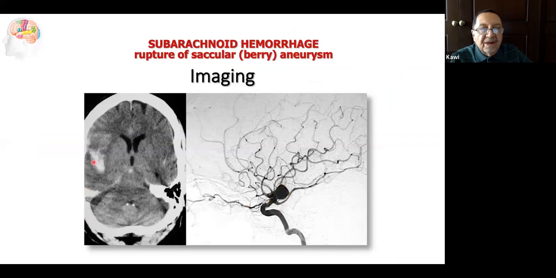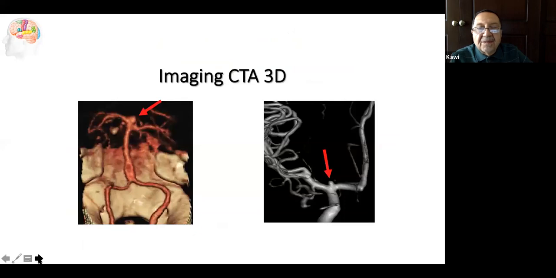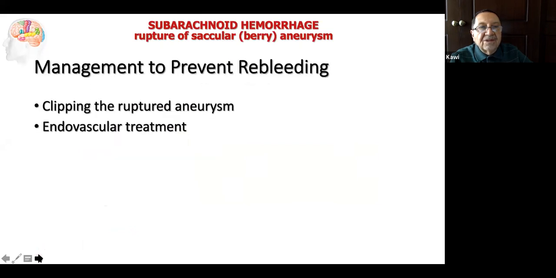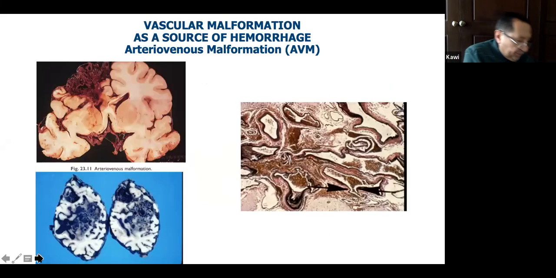And this is the subarachnoid hemorrhage, blood accumulating in the sylvian fissure. This is 3D imaging of the aneurysm as we can see it here. The complications are rebleeding, vasospasm, hydrocephalus, seizures, and cardiac dysfunction. The management is by either clipping or endovascular coiling.